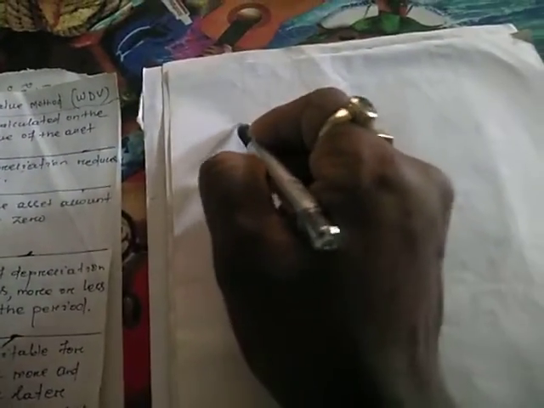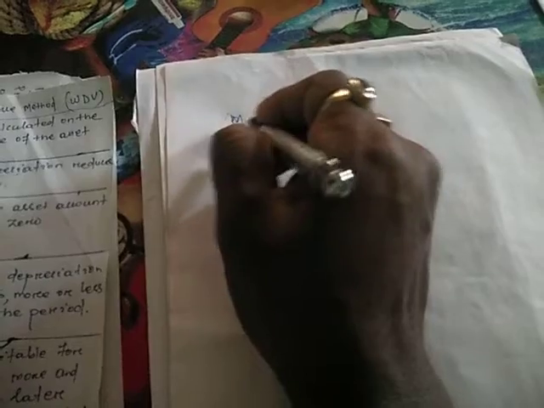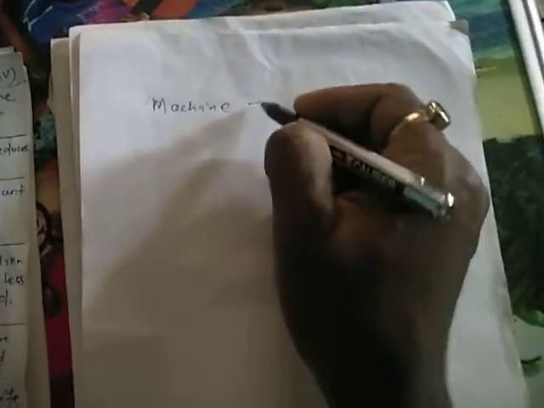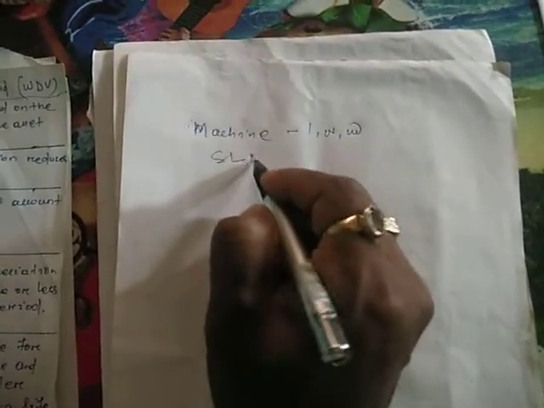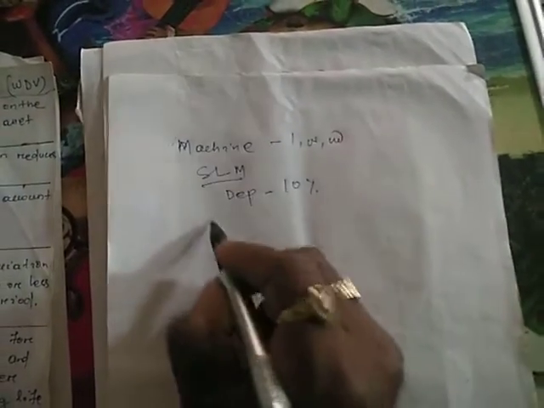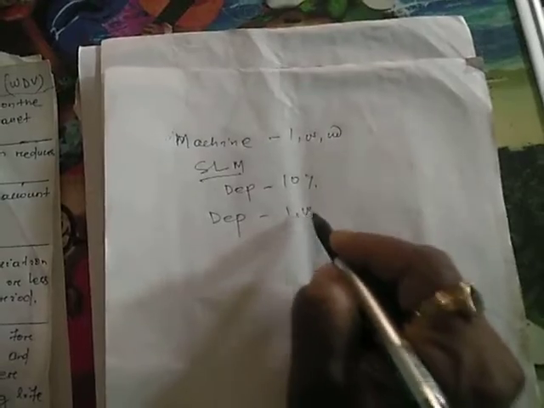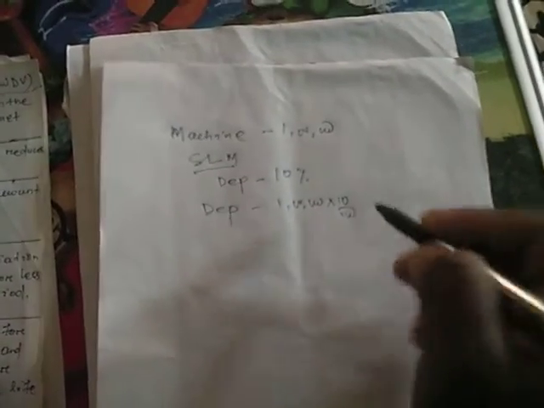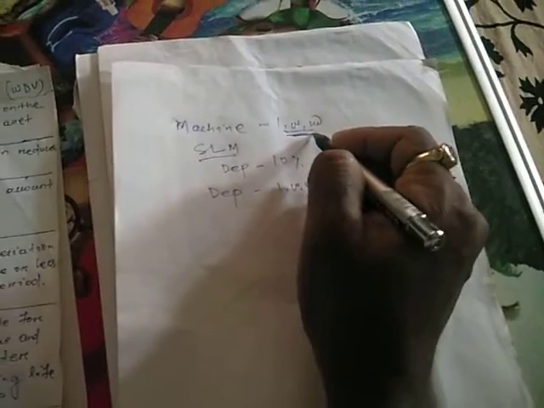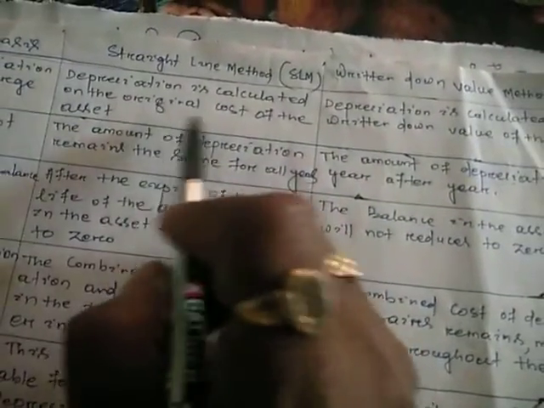Let's say there is a machine. We can take an example here. Let the machine cost be 1 lakh. Now when you calculate the SLM method, let's say the depreciation is 10%. When you calculate the depreciation, 1 lakh into 10 by 100, so 10,000 is your answer. That means depreciation is calculated on the original cost of the asset. Original cost means 1 lakh. That is the reason you can write down here: original cost of the asset.